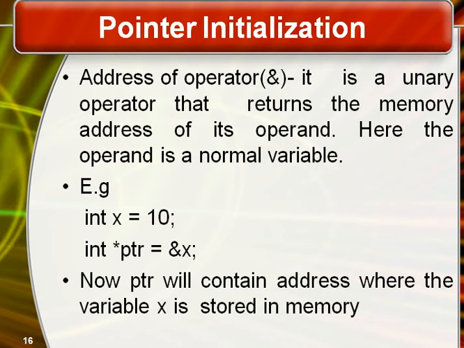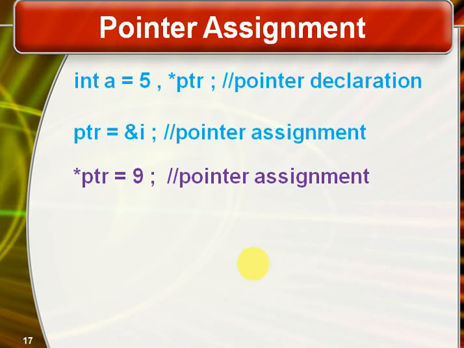Now pointer initialization, the address-of operator. It is a unary operator that returns the memory address of its operand. Here the operand is a normal variable. For example, int x = 10 and ptr = &x. Now ptr will contain the address where variable x is stored in memory.